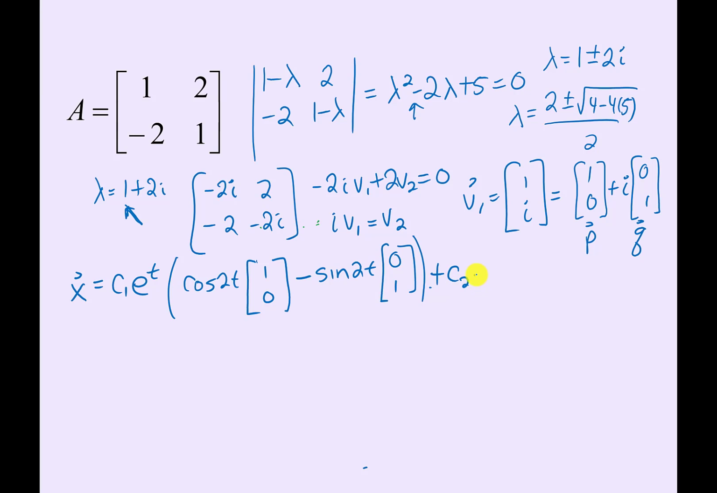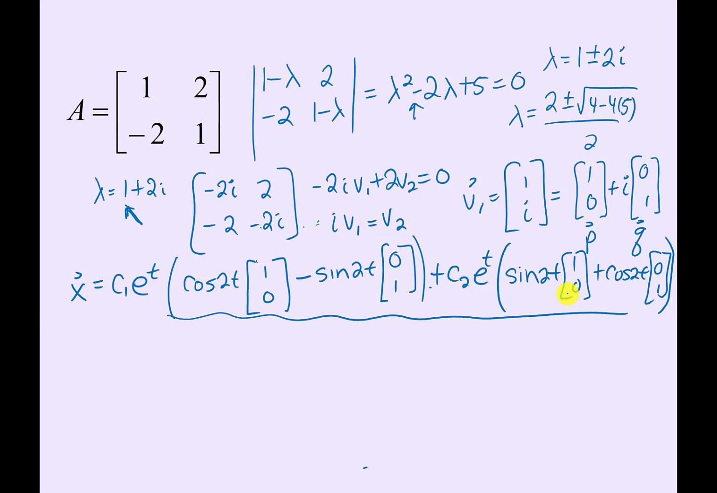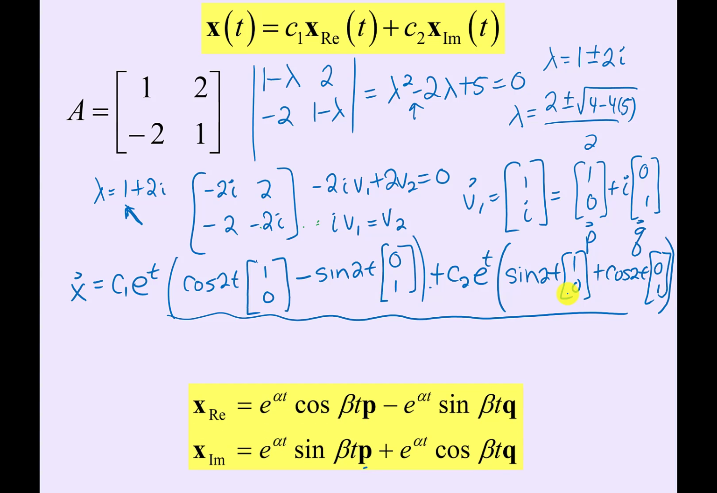All right, so actually that's our first part, and then we're going to have c2 e to the t multiplied by, so if we had sine of 2t multiplied by the real part of the eigenvector, that would have had an i on it, and then plus cosine 2t multiplied by the imaginary part of the eigenvector. So here is our solution, and it came from those pieces. We added the real and the imaginary in a linear combination, and this is what ended up real and what ended up imaginary, so we got those in there. Now let's see what that one's going to do.